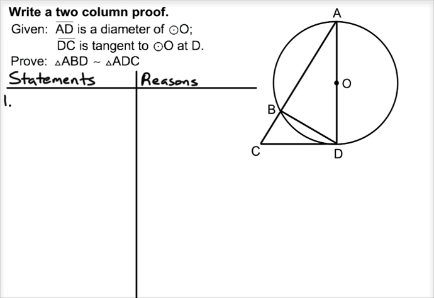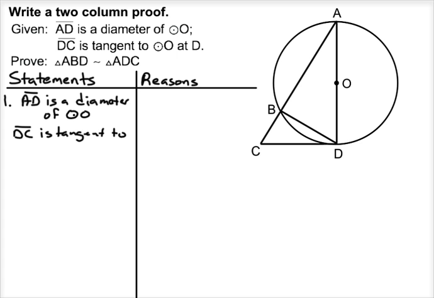I know my first statement is just always restating the given. So segment AD is a diameter of circle O. And then I also have segment DC is tangent to circle O at D. And this is all given.